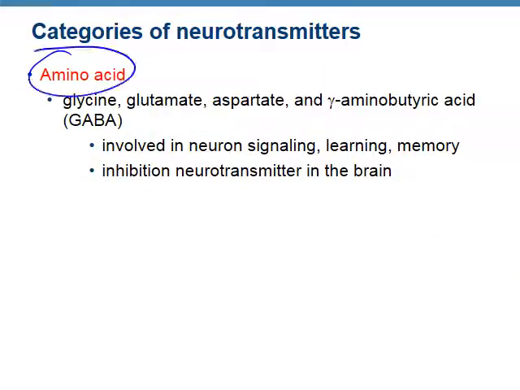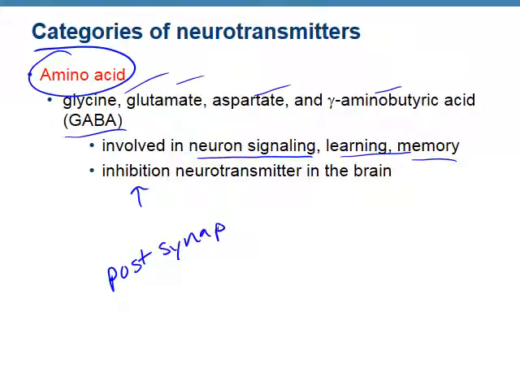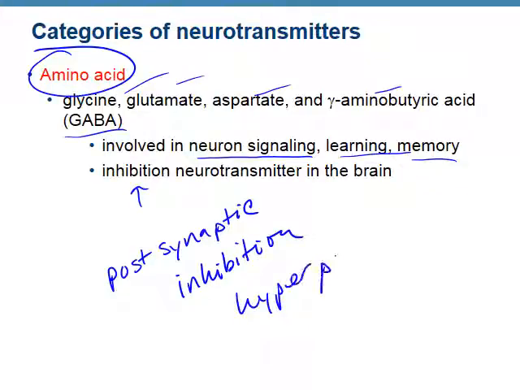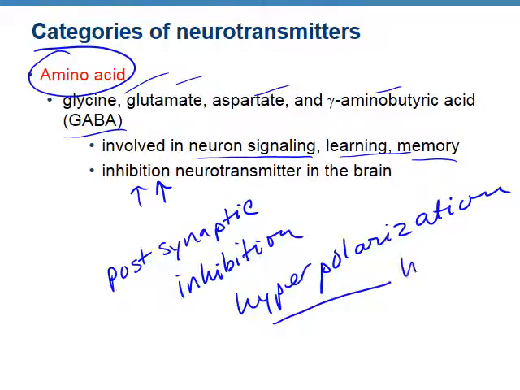So the second category is amino acids. There are several listed here, GABA included. These are involved in neuron signaling, learning, and memory, and they cause inhibition in the brain. So remember when we talked about postsynaptic inhibition. They cause that hyperpolarization, basically turning off neurons in the brain. So it's a neurotransmitter that causes inhibition or hyperpolarization in the postsynaptic neurons in the brain.